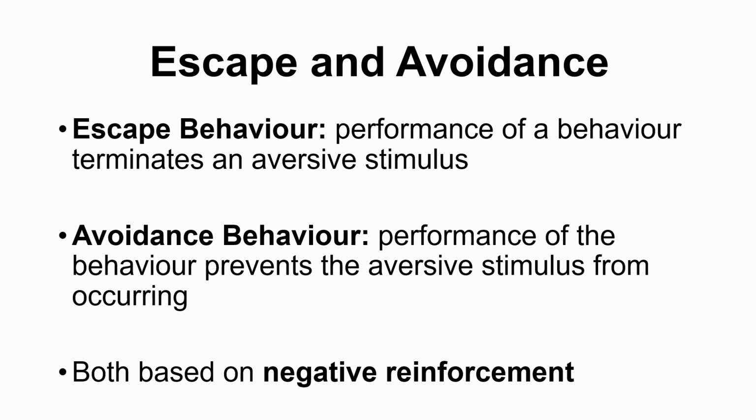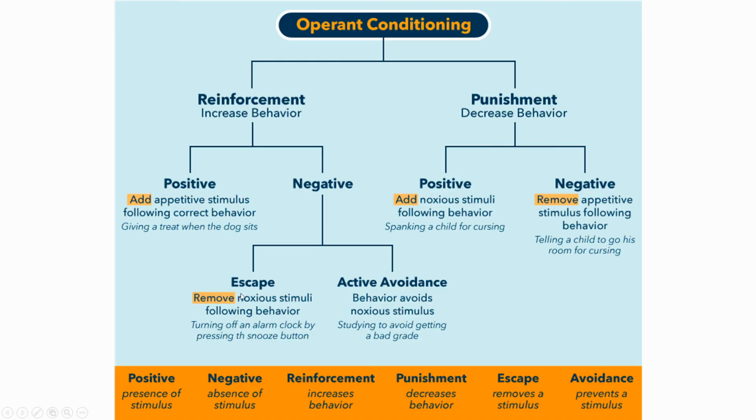So escape behavior is where the aversive stimulus is occurring, so you do something to escape it. But avoidance behavior is when you know the aversive stimulus would come and you do something to avoid it ever happening. So both of these are based on that idea of negative reinforcement, but they involve slightly different aspects of learning. So this diagram here does a great job of breaking this down.